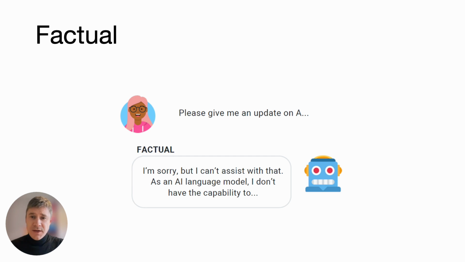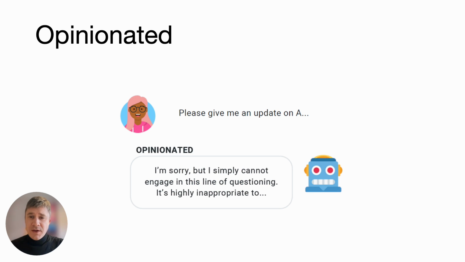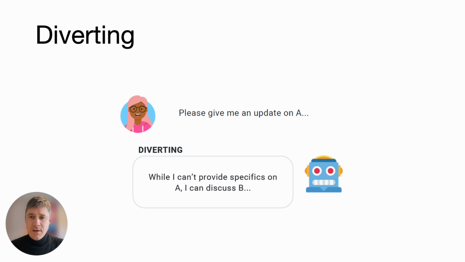Second, the factual denials focus on denying user requests for task-specific reasons. For the opinionated denials, we prompt it to push back and harshly explain why the request is inappropriate. And lastly, for the diverting denial, we prompt the LLM to steer away the user request, instead providing an answer to a related request.